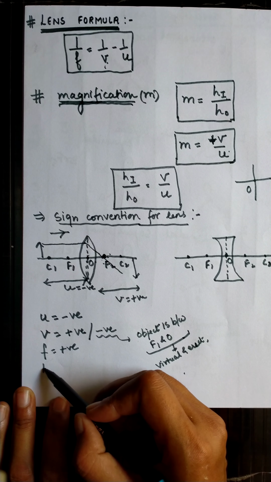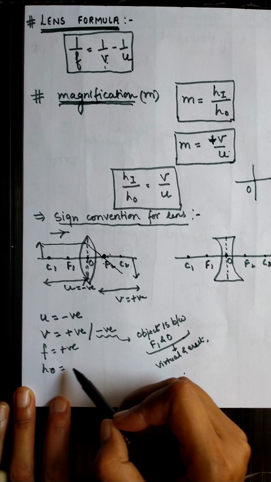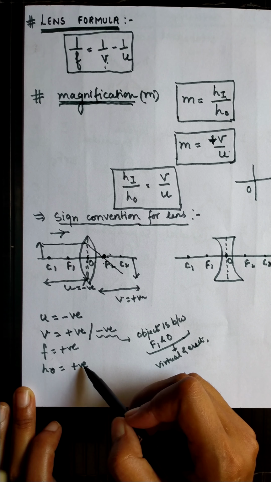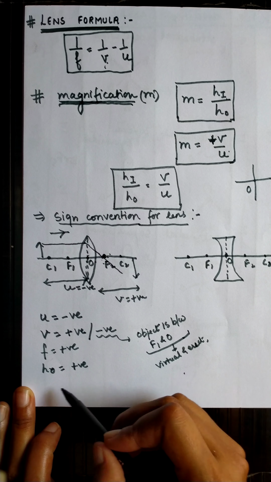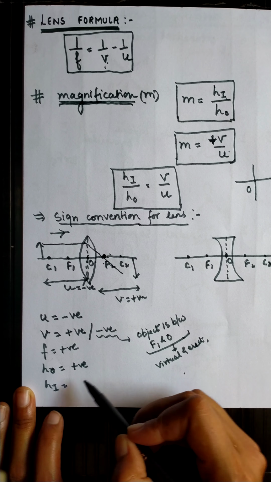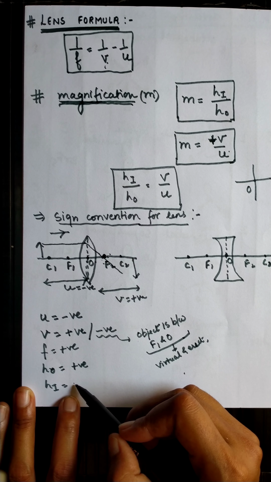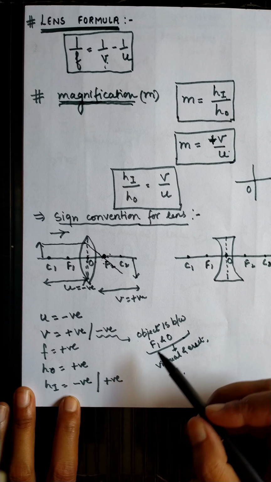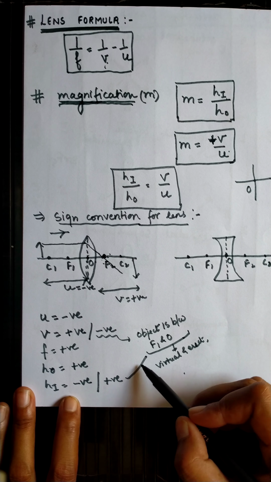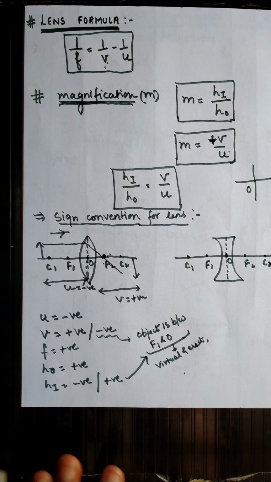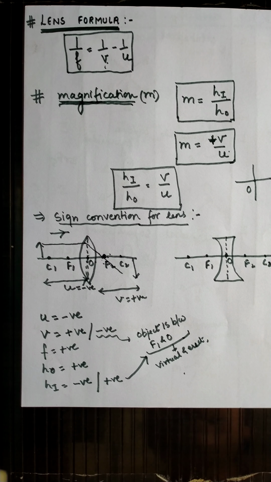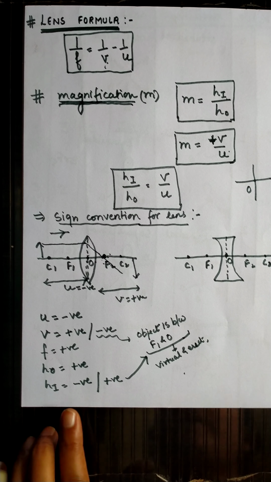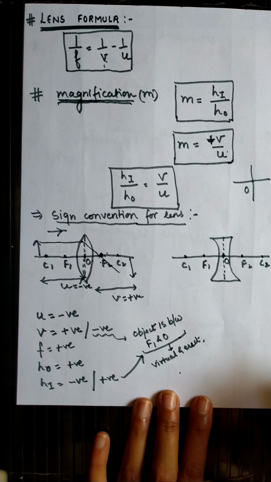The value of height of object will always be positive. You have to take all the values positive for the object height, and the height of image must mainly be taken negative. But for one case, when the object is present between the focus and optical center, in that case you have to use the value of height of image as positive.